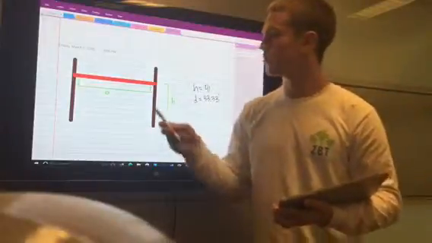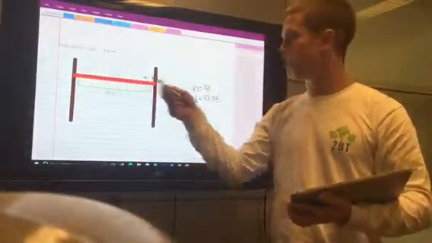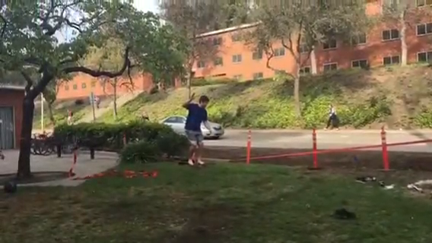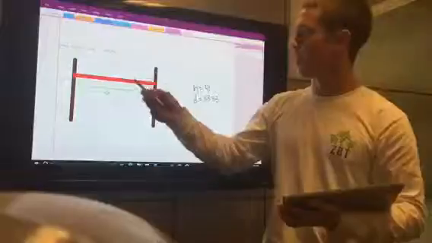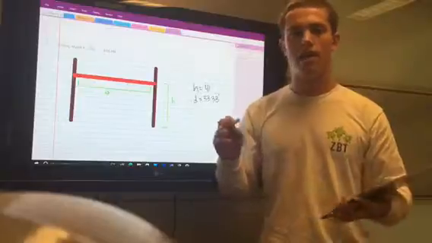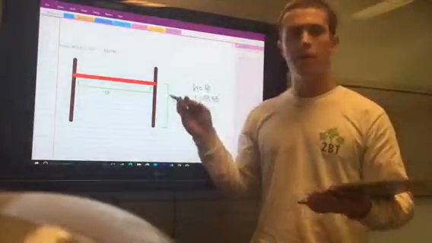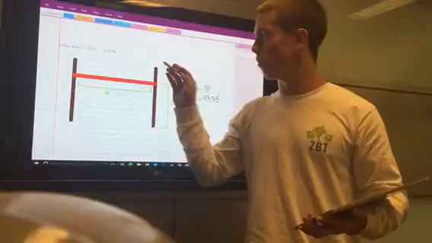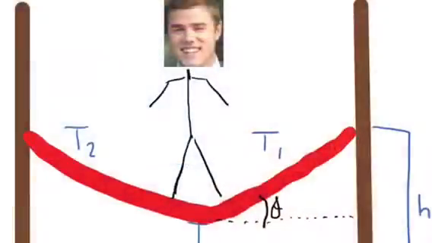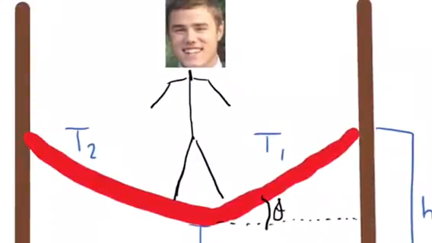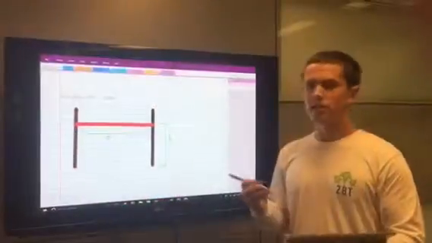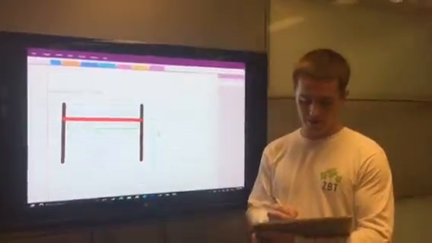So for our project, we chose to string a slack line between two trees behind the dorms. And we had one member of our team stand directly in the middle of the slack line and eventually come to static equilibrium. We then analyzed the forces and solved for the tension forces. You can see that in the diagram. The lens that we're going to use for this project is the dynamics lens.